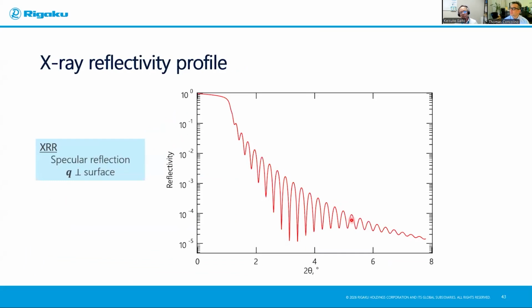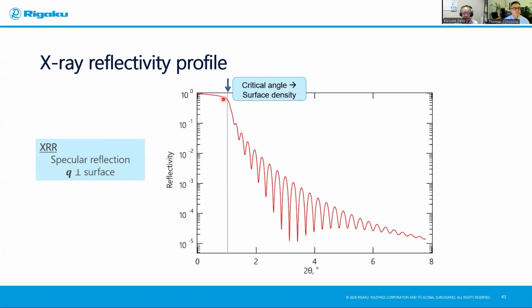So this is a typical XRR spectra. First of all, as I briefly mentioned, we scan the perpendicular direction in the reciprocal space, which is called the specular reflection. The scattering vector Q is perpendicular to the sample surface. From this data, as you see here, up to this angle, X-rays are almost 100% reflected.